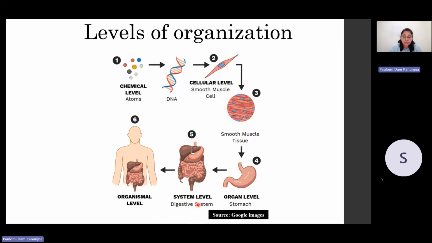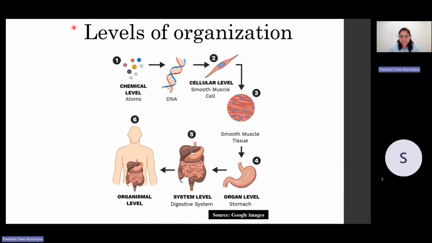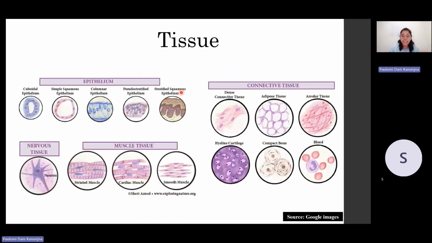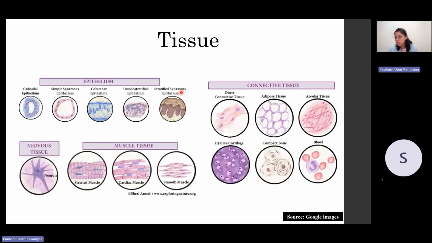And then all the systems, for example, digestive system, here you will have your cardiovascular system, here you will have your respiratory system, muscular system, all these systems together make up your organism level, right? So let's go to the first. I already told you in the chemical level, we are talking about DNA, RNA, protein. From there, we move on to the cell, which I also told you, smooth, skeletal, and cardiac. Those together come up to form the tissue.